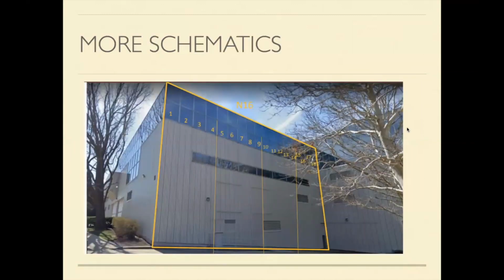Another example of schematics, this is at Hallmark Corporate in Crown Center. And you can see again, this is the north side of the building. And there are columns 1 through 18 here.